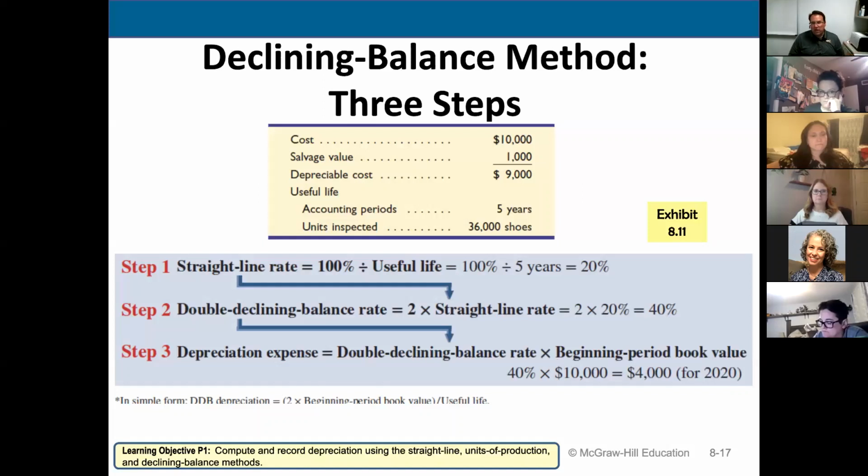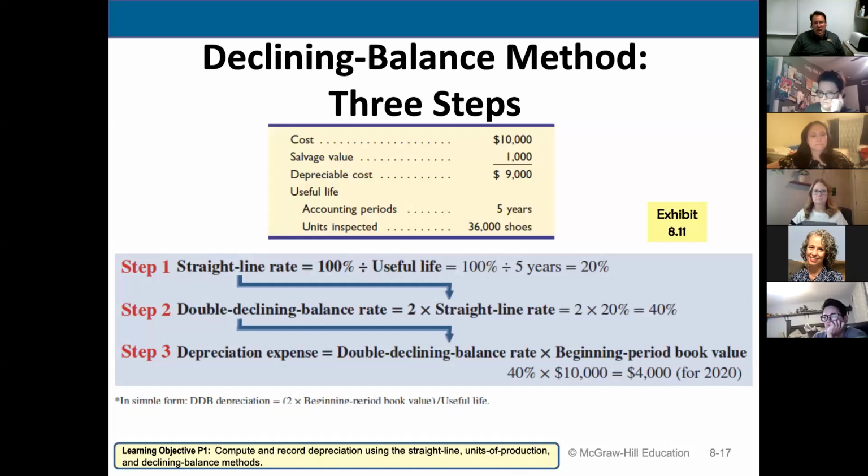So in the first 2 methods, we went by the depreciable cost. But in this method, the declining balance method, we're going to go by the beginning book value of each period, which means as the balance comes down, the amount of depreciation is going to be less and less. So this is sometimes called an accelerated depreciation method because it lets us take a bigger chunk of the depreciation expense up front than in later periods.